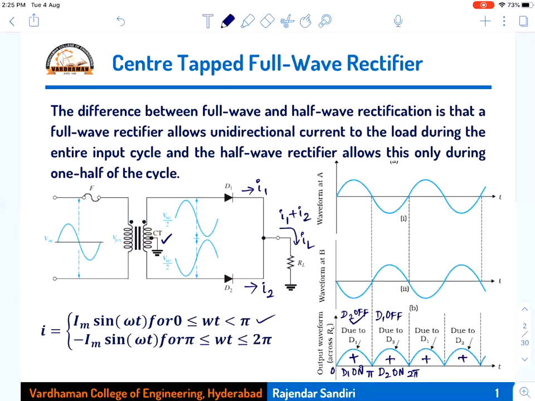Therefore, the input-output waveforms of this full wave rectifier will be shown like this. So it is conducting for the full cycle of the input, whereas a half wave rectifier will conduct only for half cycle of the input.